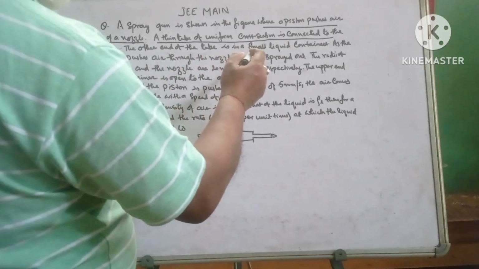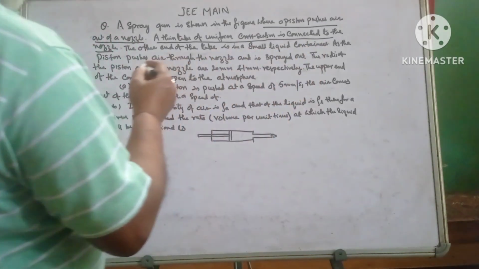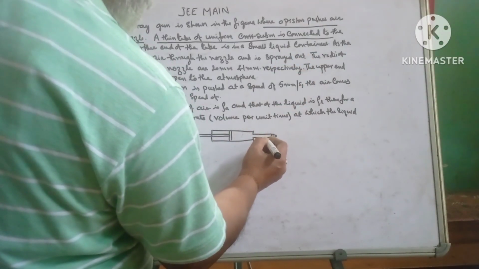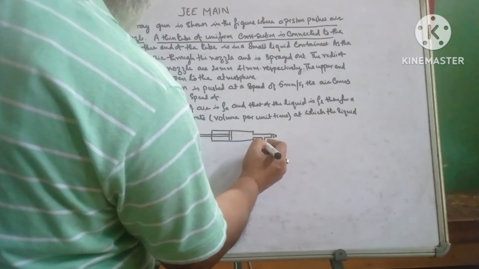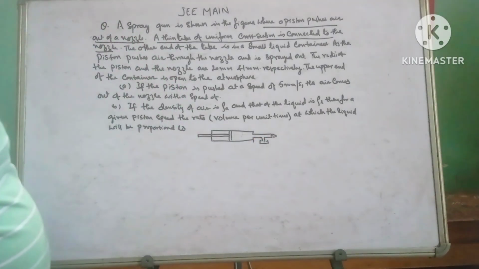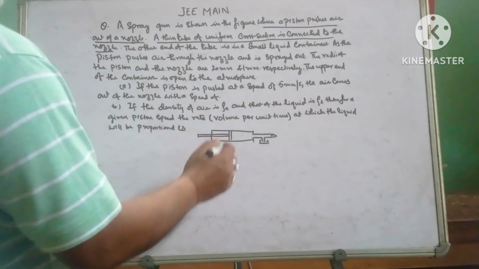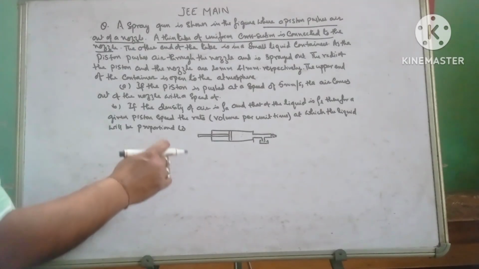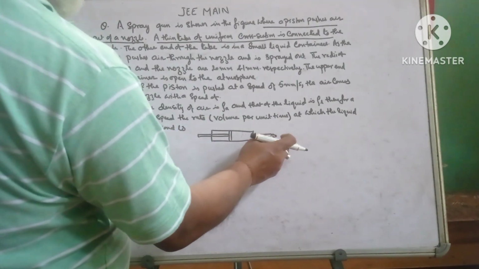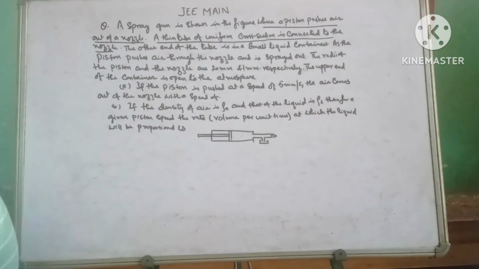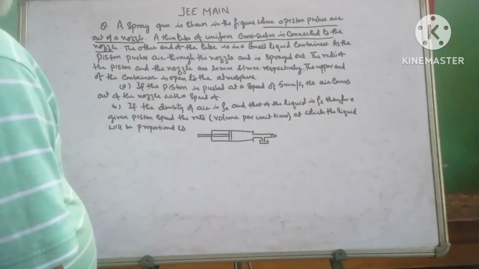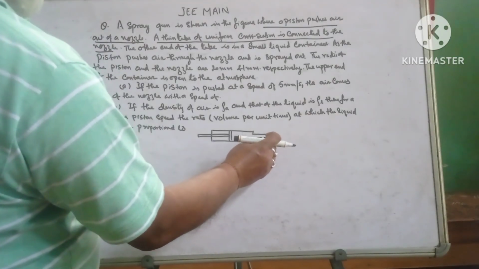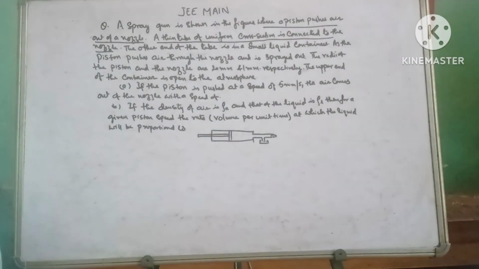The other end of the tube is in a small liquid containing container. As the piston pushes air through the nozzle, it is sprayed out. When we push this air, this liquid is sprayed out. The upper end of the container is open to the atmosphere. This container, which is containing the liquid, is open to the atmosphere.